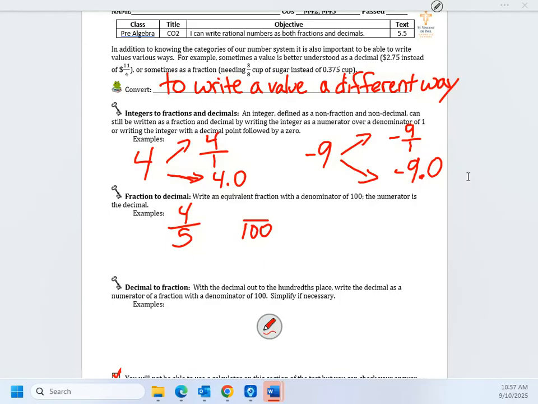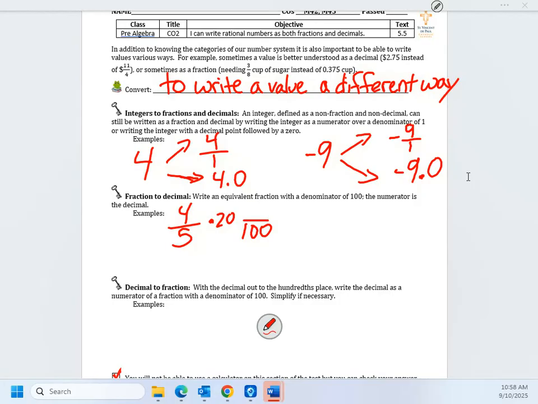Emily? You multiply it by 20. Yeah, I multiplied it by 20. 5 times 20 is 100. What do I have to do if I multiply my denominator by 20? Madeline? You have to multiply the numerator by the same number because they are equivalent. Whatever you do to the bottom, you do to the top.